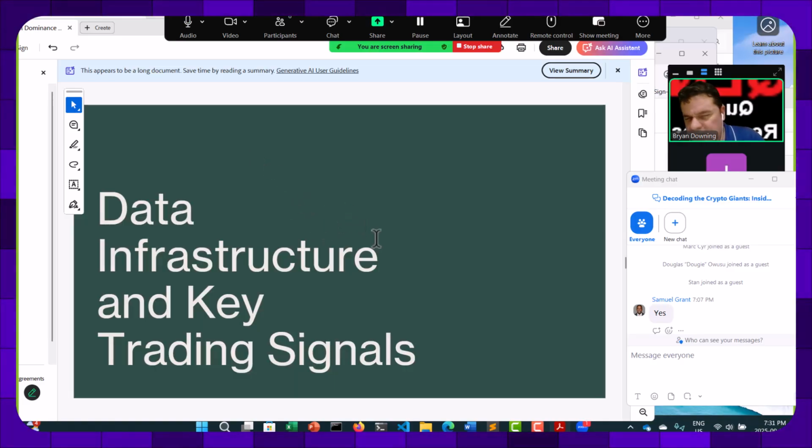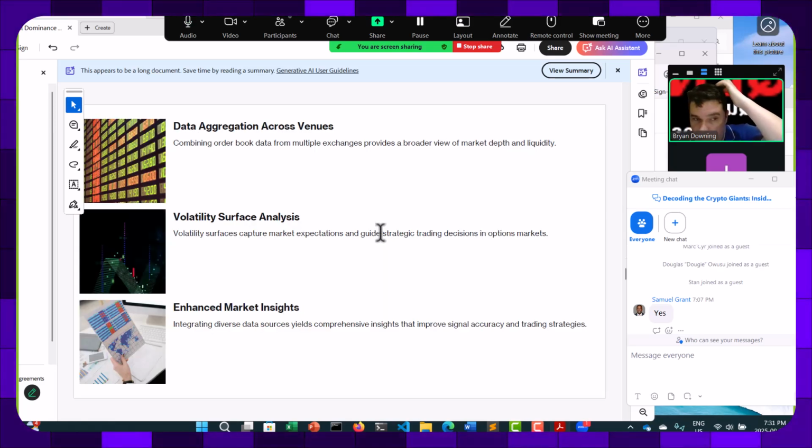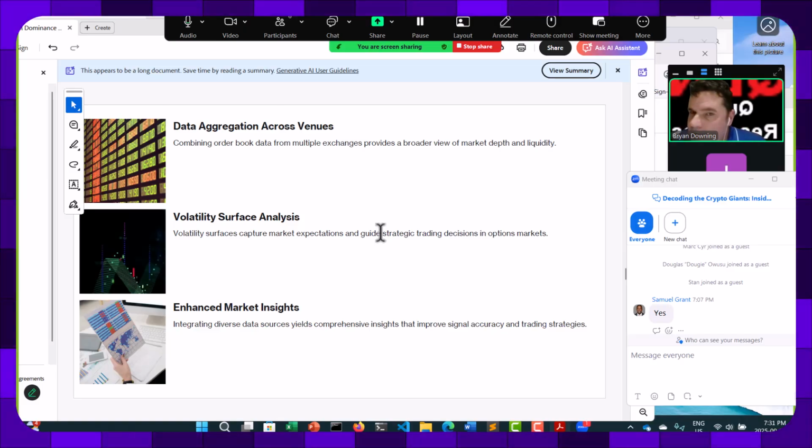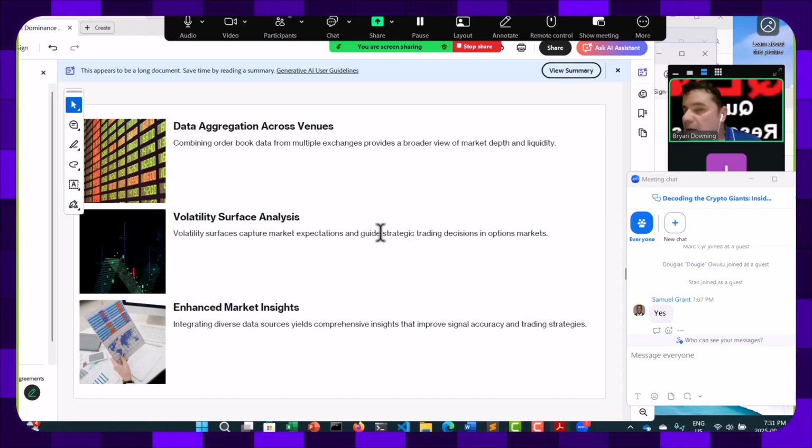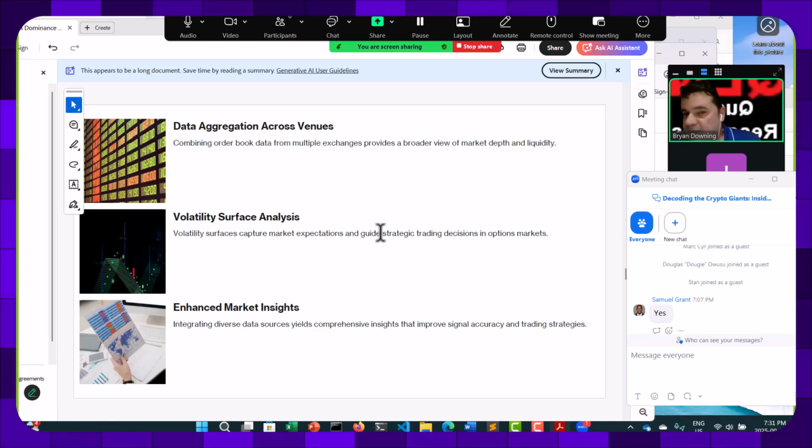So what we're going to talk about here is the data infrastructure and the key trading signals that these firms are involved with. As I said earlier, they have data aggregation across the different venues, across the big exchanges. A lot of these firms will participate in Binance, Deribit, and CME itself. As I said, they use this volatility surface analysis and try to enhance their market insights by using these expensive data sets that are available on the exchanges I listed, specifically CME as well.